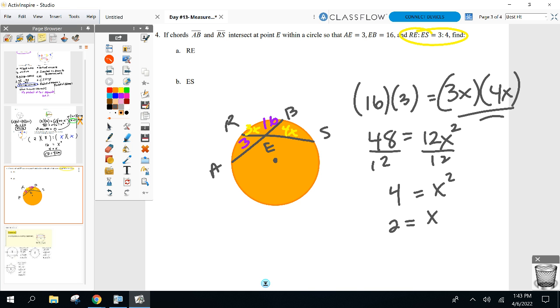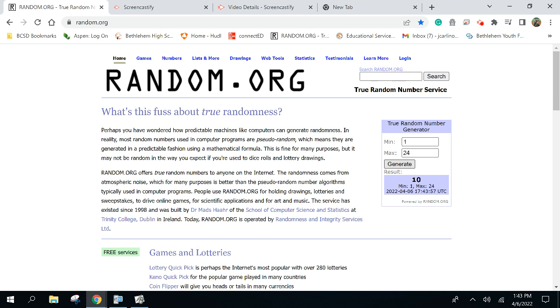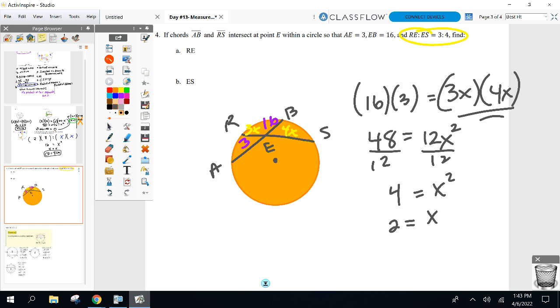So what about RE and ES? RE is 10, 6... ES is 8. And if you do a quick check, 16 times 3 is 48. 6 times 8 is 48. So it comes out perfectly.